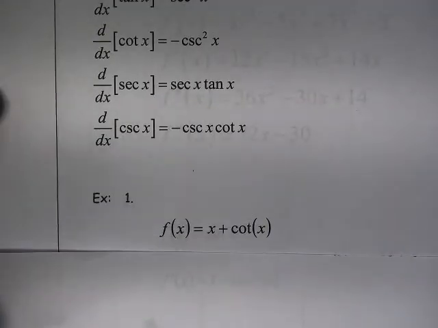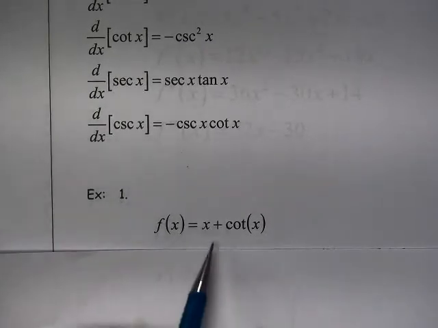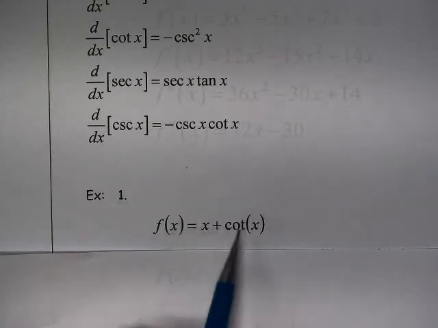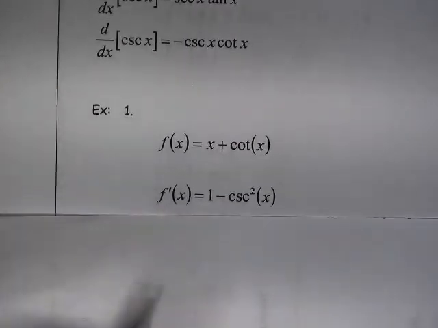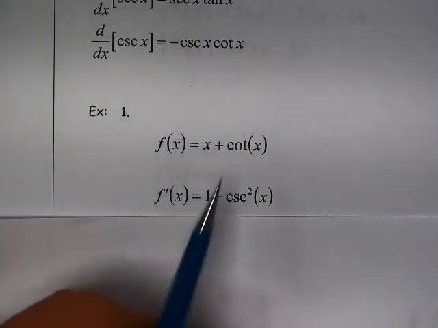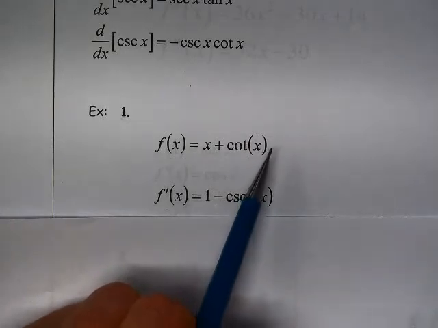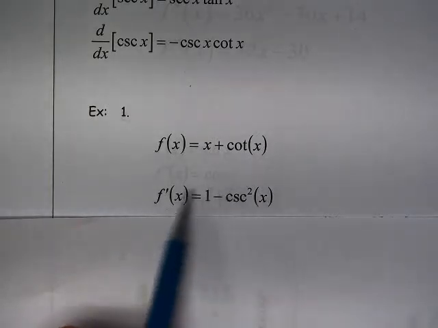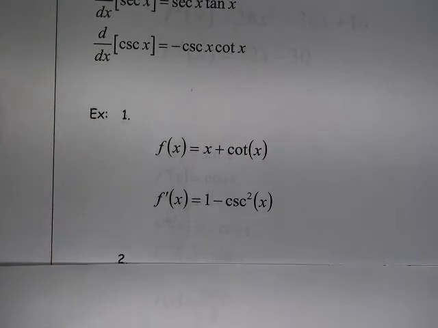Taking a look at example 1, I have f of x equals x plus cotangent of x. As I take the derivative of f here, I can take the derivative of the first term plus the derivative of the second term. The derivative of x is just 1. The derivative of cotangent of x, if I look up above in my notes, is negative cosecant squared. So my overall derivative is 1 minus cosecant squared of x.